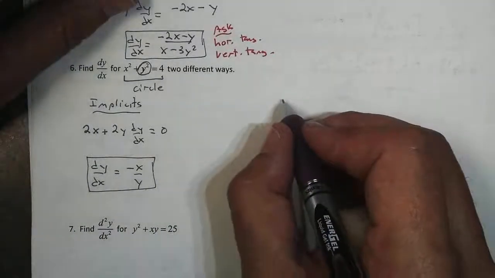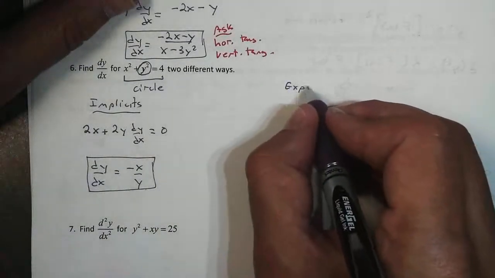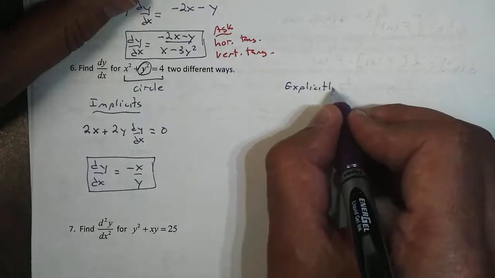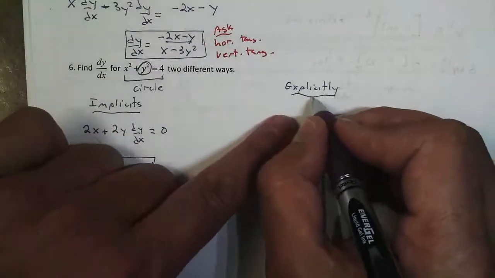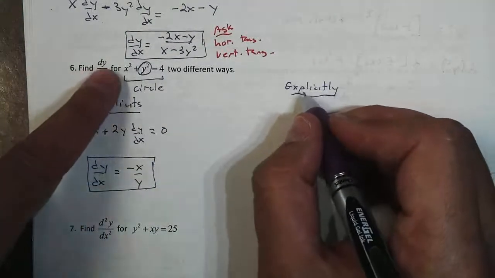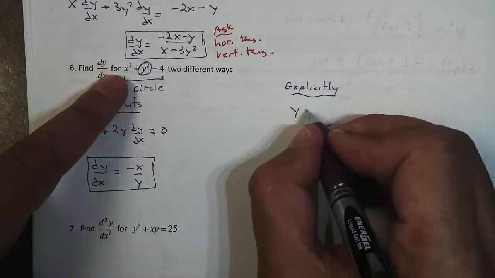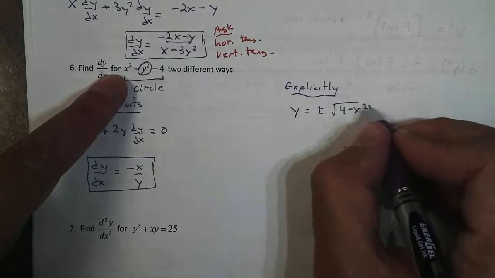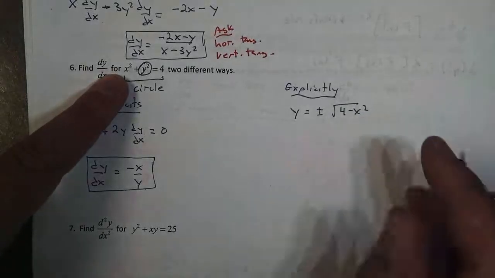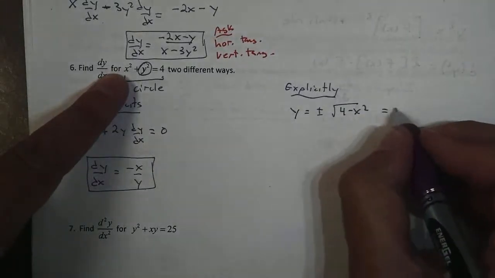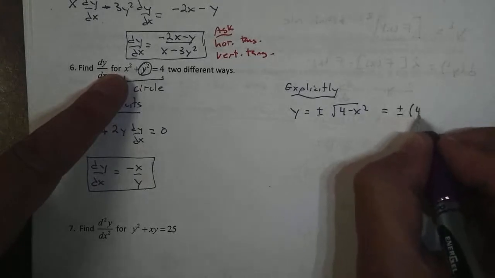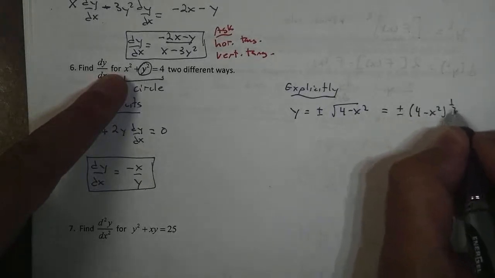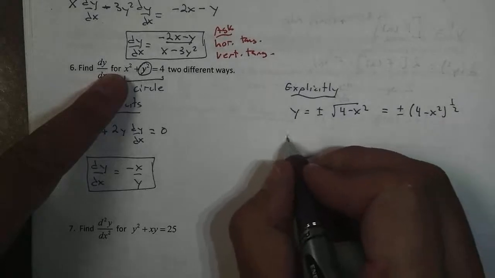The next way I want to solve it is using explicitly. To do this explicitly, we have to solve for one of our variables. I can easily solve for y. We get plus or minus the square root of 4 minus x squared. Plus or minus because we're taking the square root. But now when I take the derivative, and right away you're going to notice a big difference, we have to use chain rule, and this isn't even a nice one.